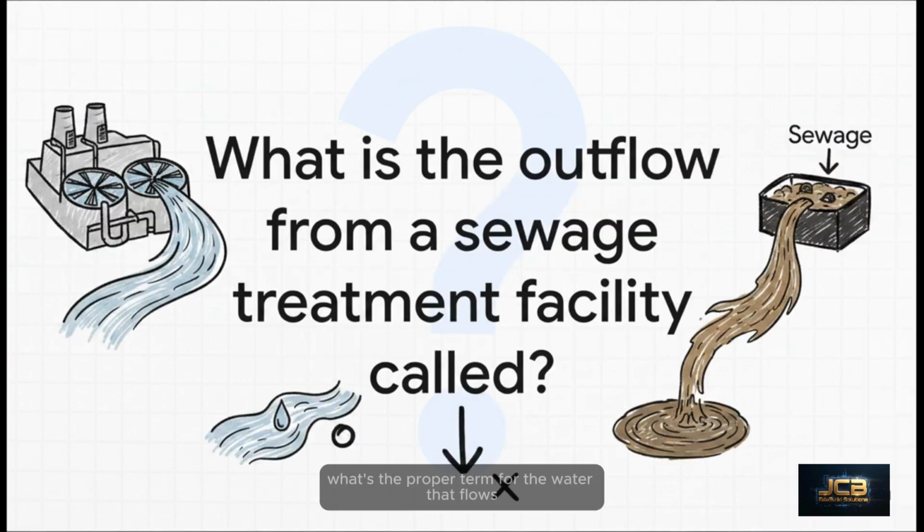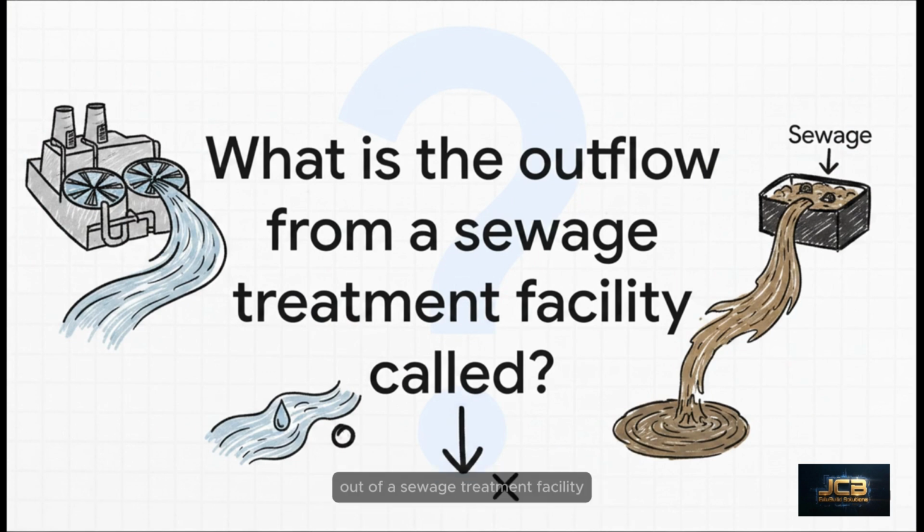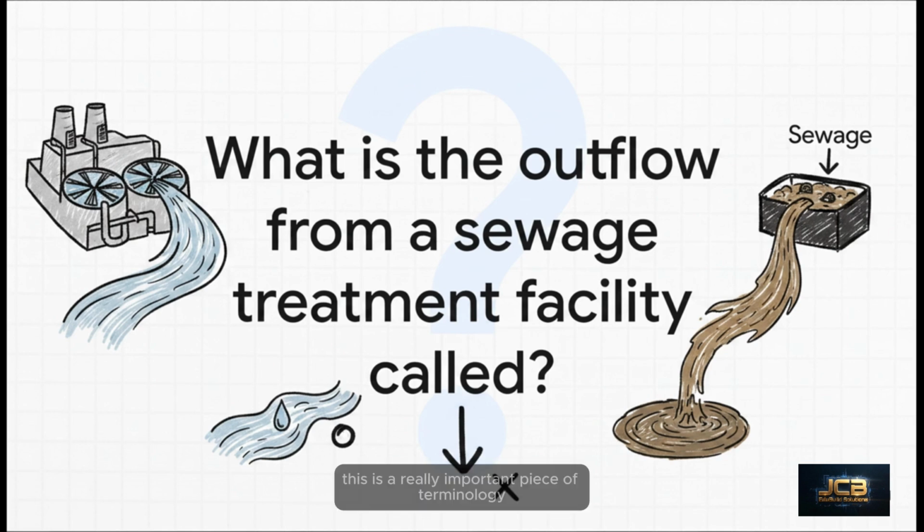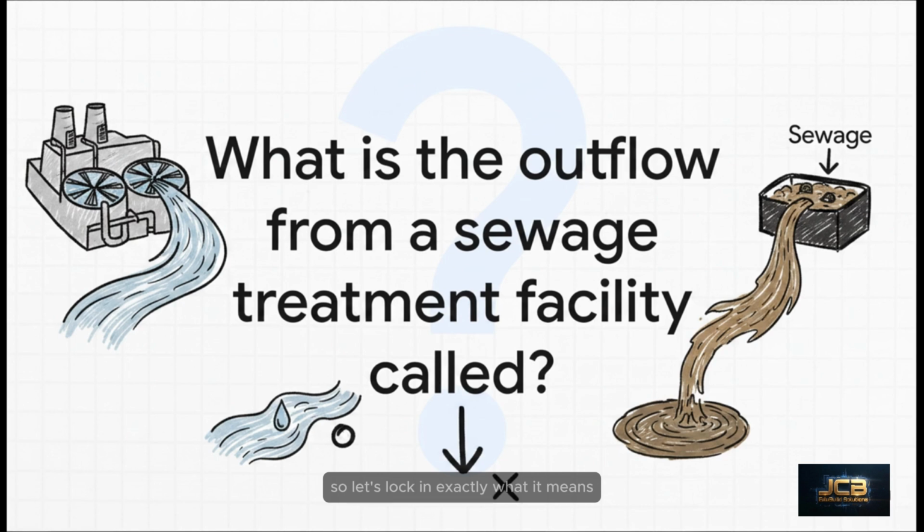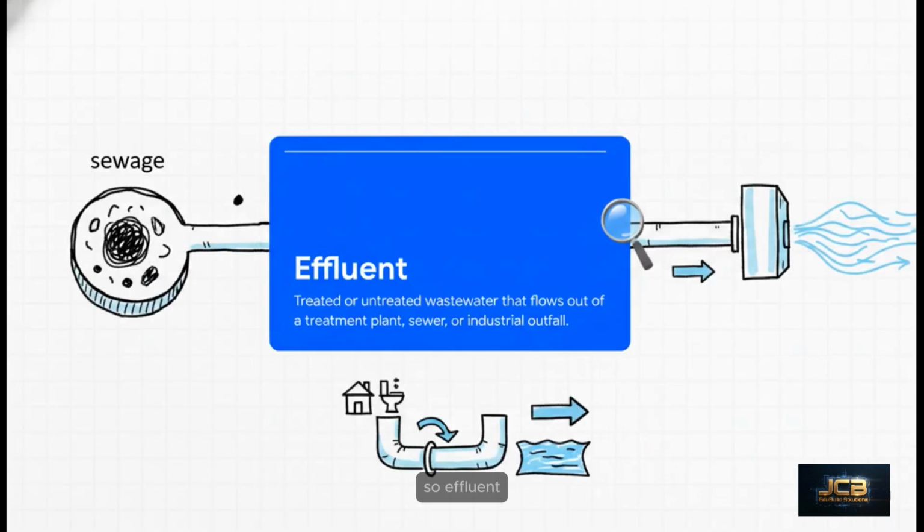Question 7. What's the proper term for the water that flows out of a sewage treatment facility? Is it a solution, potable water, effluent, or sewage? You've got 5 seconds on the clock. The correct term is C, effluent. This is a really important piece of terminology, so let's lock in exactly what it means. So, effluent is the wastewater flowing out of a treatment plant.